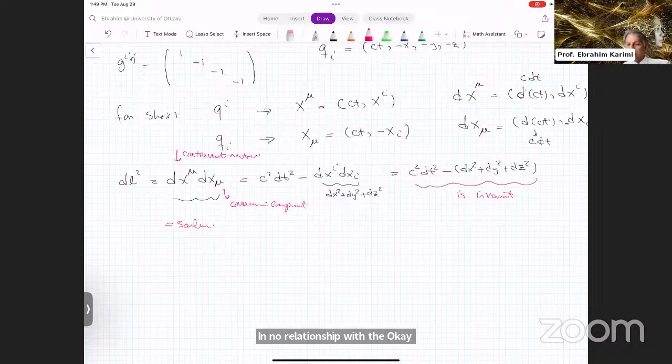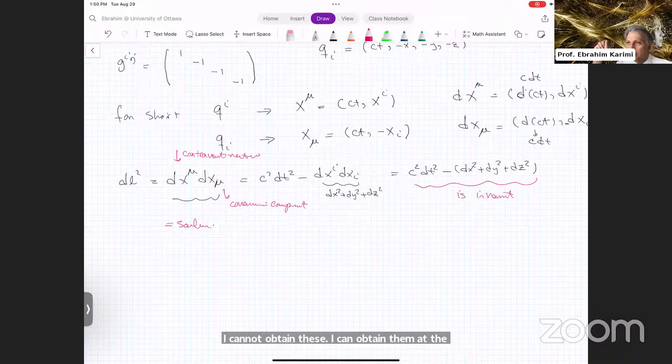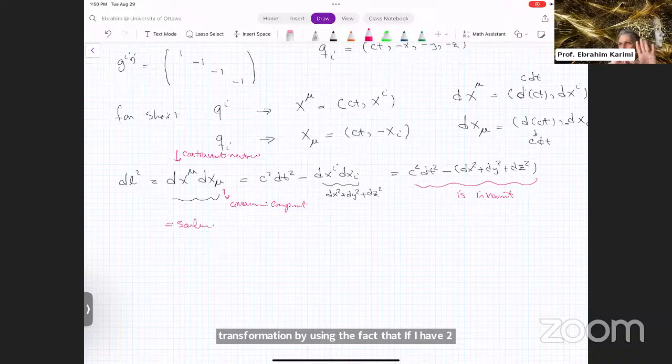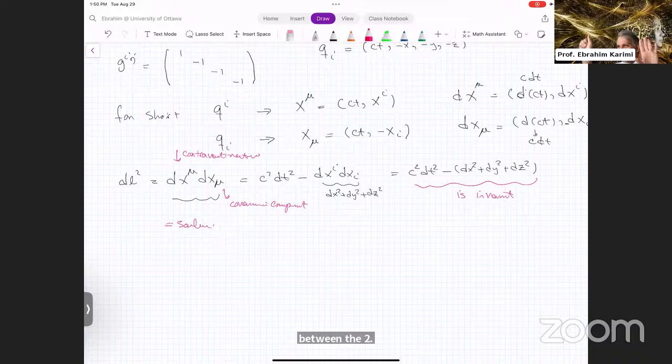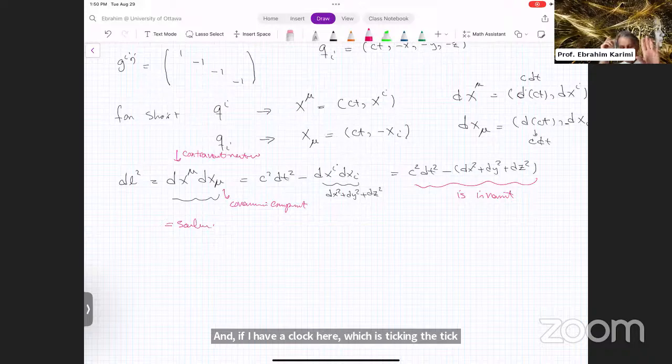I cannot obtain it from that. I can obtain the Lorentz transformation by using the fact that if I have two different frames, if I have a length or a measure here, it should be the same measure here if I do the transformation between the two. And if I have a clock here which is ticking, the tick should be the same here as well. And using the homogeneity of space and time, I can get the Lorentz transformation.